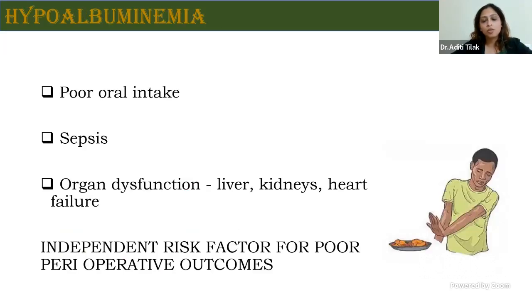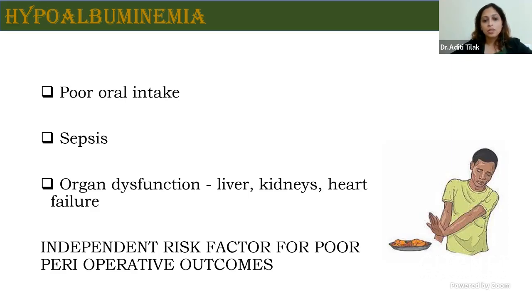Hypoalbuminemia is often because of poor oral intake. So if you take care of the malnutrition, then the hypoalbuminemia usually corrects itself. If not, then other causes of low albumin levels like sepsis or coexisting organ dysfunction with liver failure, kidney failure, or heart failure should be looked into.